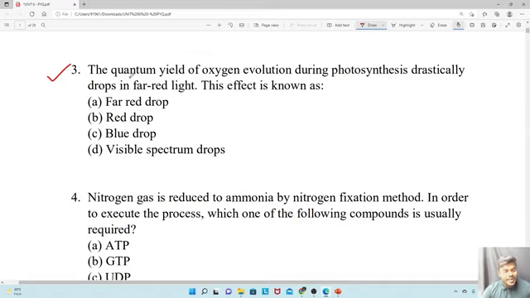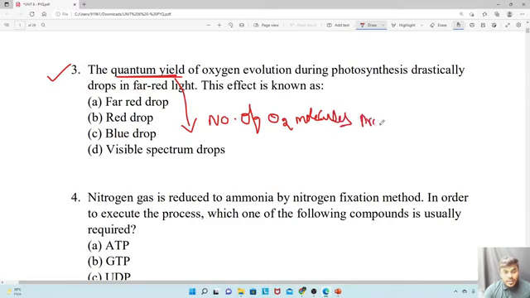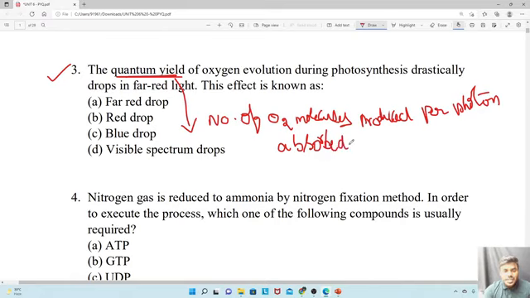So friends, let me first define what quantum yield is. Every student remember, quantum yield means the number of oxygen molecules produced per photon absorbed. Every student remember this definition. How many oxygen molecules are produced per single photon absorbed? That is called quantum yield.